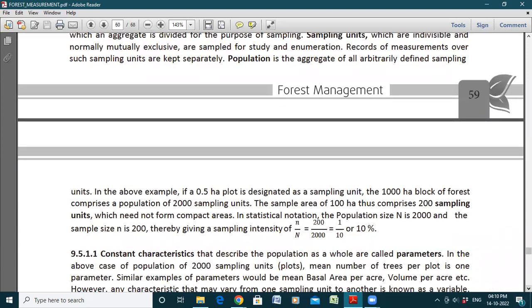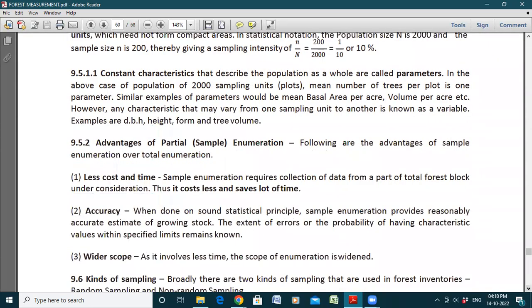In this example that I have stated, a 0.5 hectare plot is designated as a sampling unit. The 1,000 hectare block of forest comprises a population of 2,000 sampling units. The sample area of 1,000 hectare thus comprises 200 sampling units, which need not form compact areas. So, this terminology should be remembered.